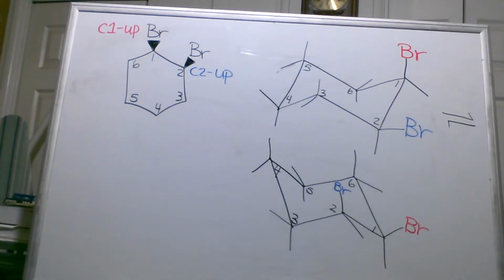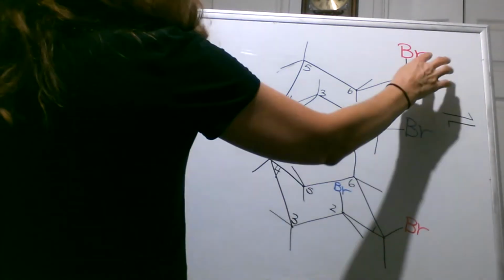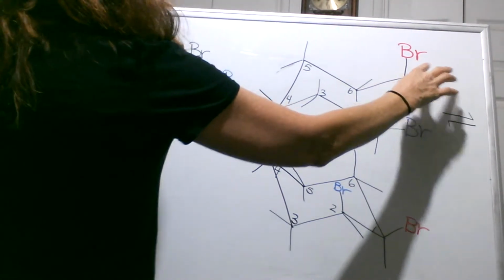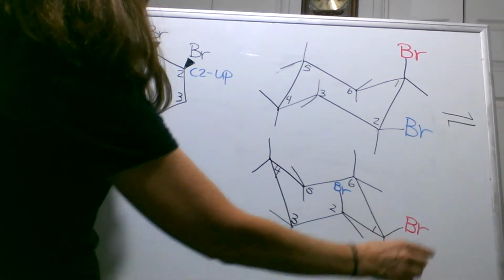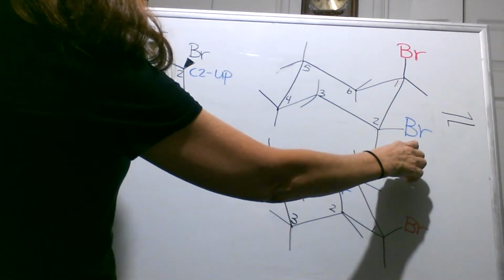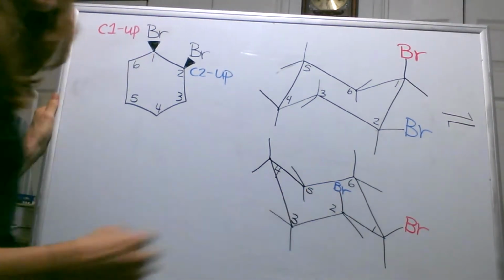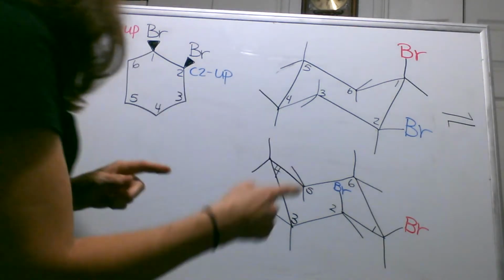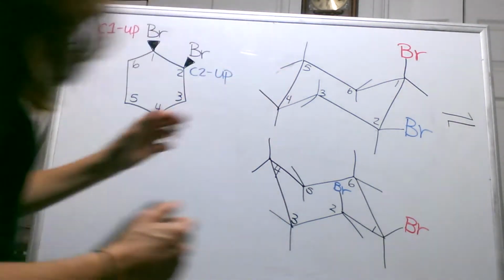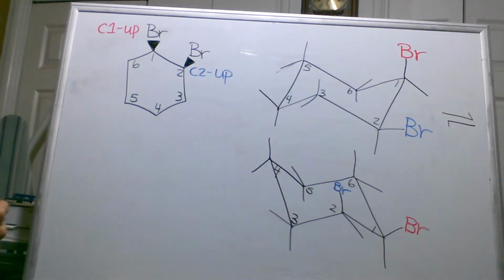If we take a look at the axial versus the equatorial and what happens upon the process of ring flip, bromine 1 was axial and bromine 1 turns into equatorial. So that's okay. Bromine 2 was equatorial, bromine 2 turns to axial. So we independently can check that after we've drawn these, just going through the drawing process and following those rules, but that tells us that we likely have drawn it correctly.